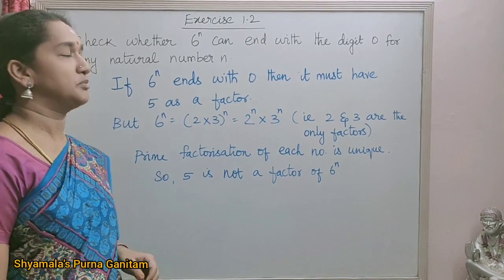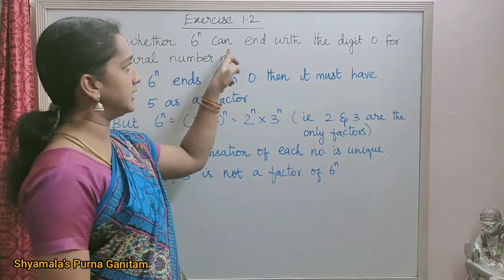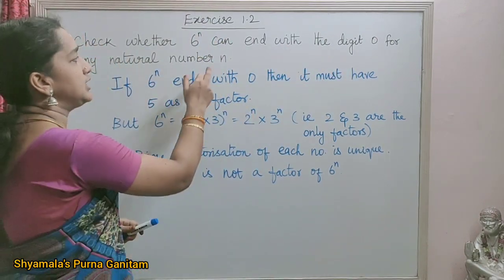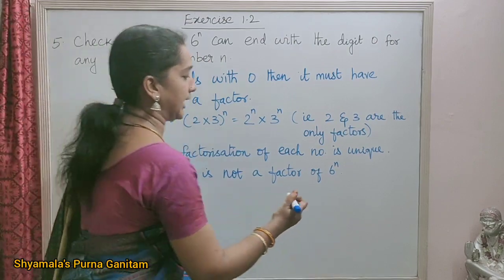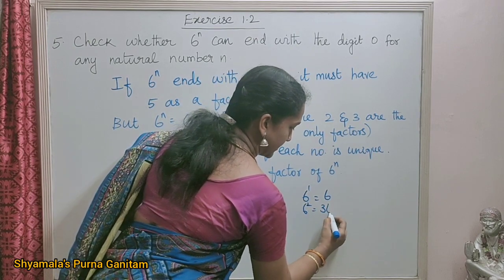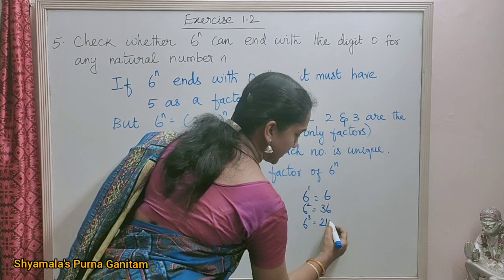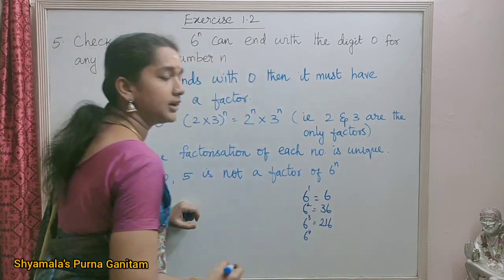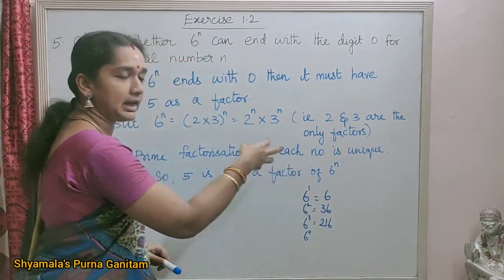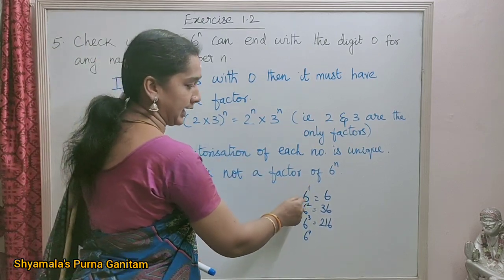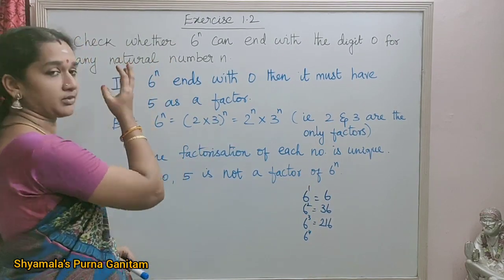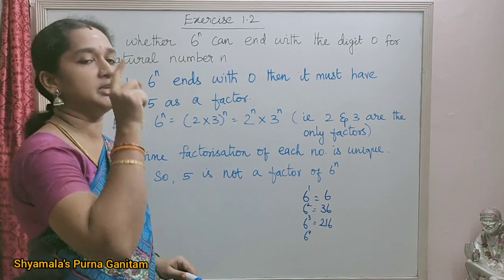Sixth sum is check whether 6 power n can end with the digit 0 for any natural number n. So n is a natural number. If you take 6 power 1, it is 6. 6 power 2 is 36. Then 6 power 3 is 216. Like that it will go. So all are natural numbers. So if you are writing any natural number as a power of 6, you are asked to check whether it is ending with the digit 0.